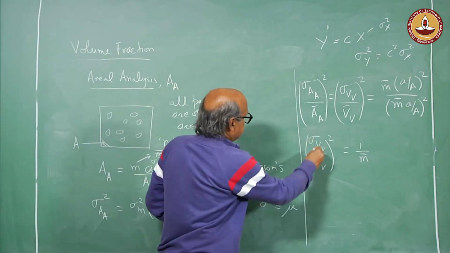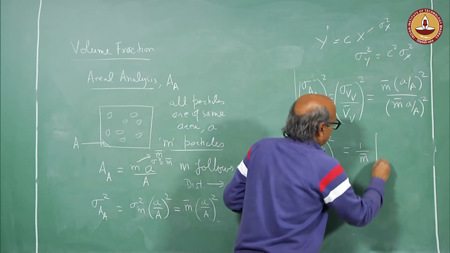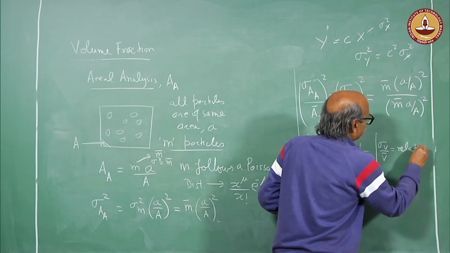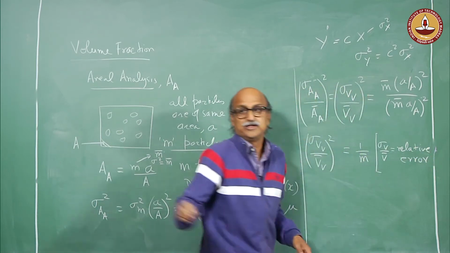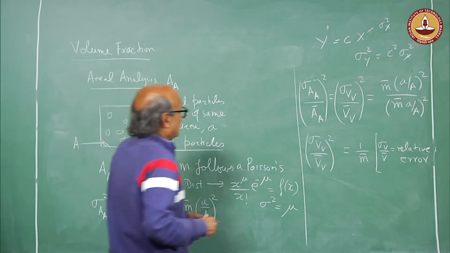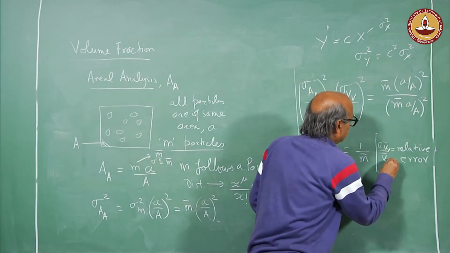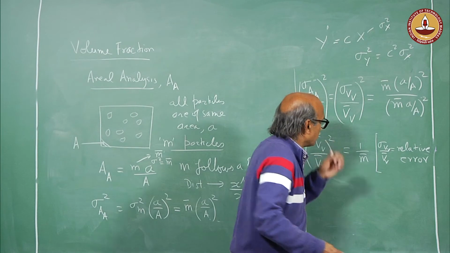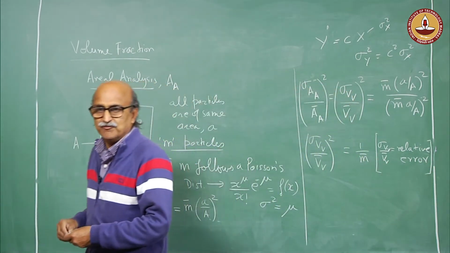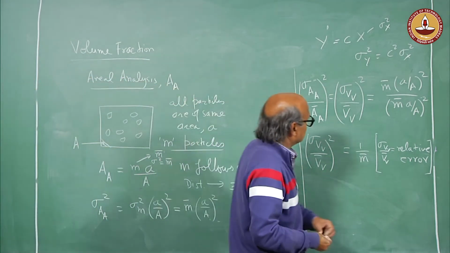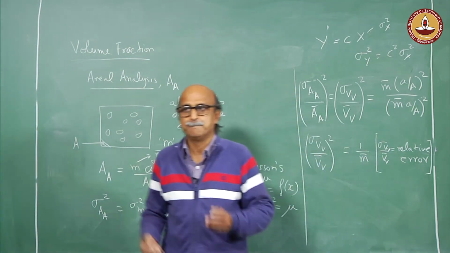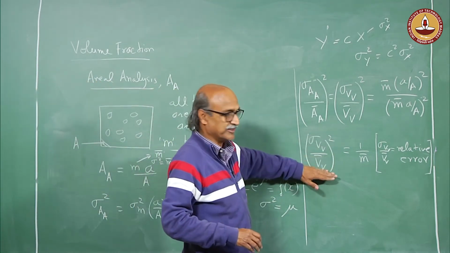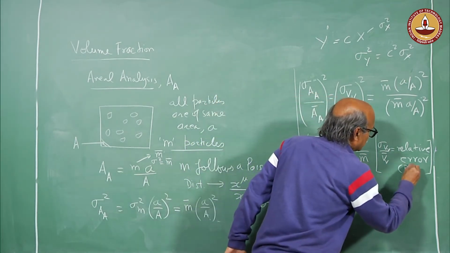Now, this sigma v upon v bar represents what I can call the relative error in my measurement. Because sigma of volume fraction is nothing but the standard deviation, the dispersion in the volume fraction estimate, divided by the mean value of the volume fraction. So, it is relative to the mean value. You have normalized it with respect to the mean, and so on the left hand side this represents the square of the relative error. Okay. And I will call this relative error RE subsequently.